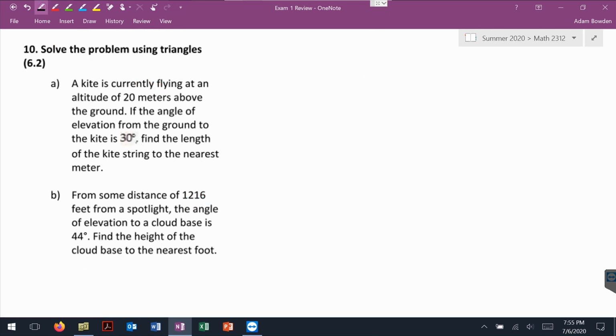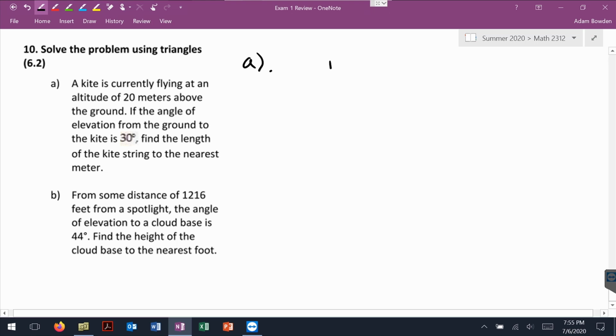Couple of word problems listed here. Let's take a look at part A. It says a kite is currently flying above the ground, 20 meters above the ground. The angle of elevation from the ground to the kite is 30 degrees. Find the length of the kite string to the nearest meter.